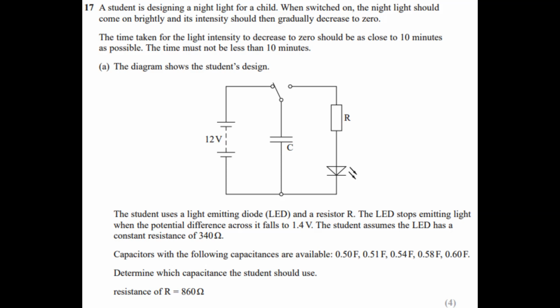The student uses a light emitting diode, LED, and a resistor R. The LED stops emitting light when the potential difference across it falls to 1.4 volt. The student assumes the LED has a constant resistance of 340 ohms. Capacitors with the following capacitance are available: 0.5, 0.51, 0.54, 0.58 and 0.6. Further, determine which capacitance the student should use. Resistance of R is 860 ohms, right?